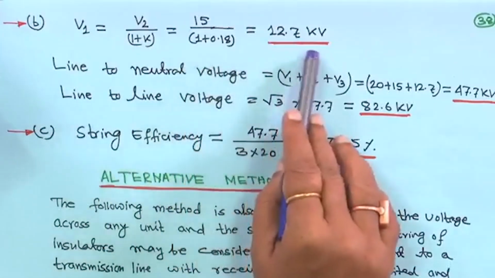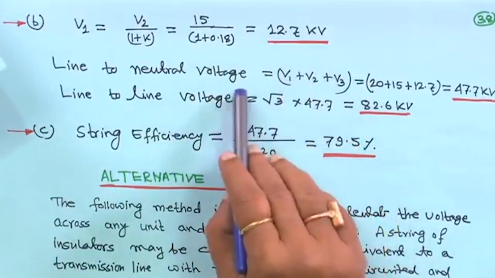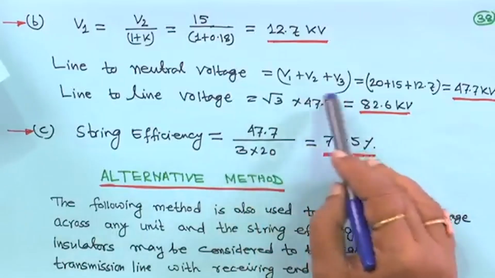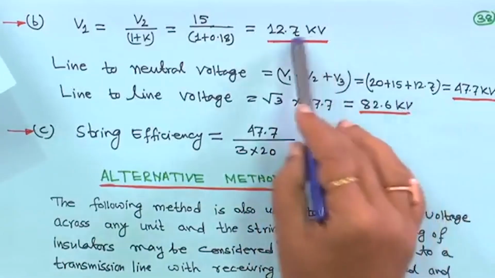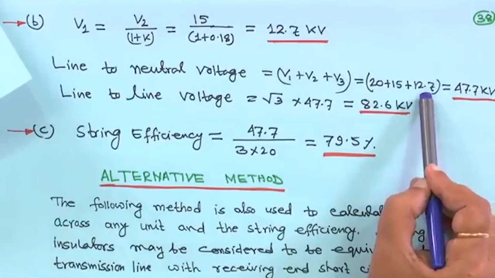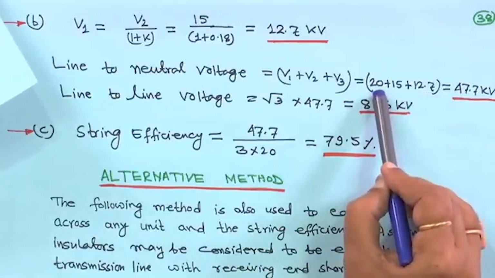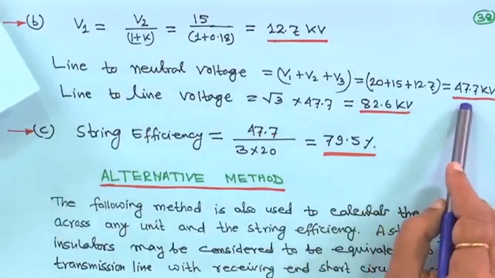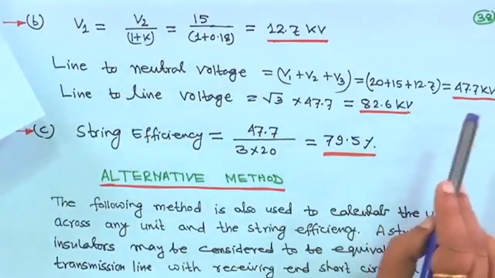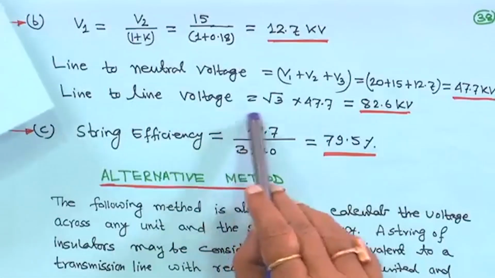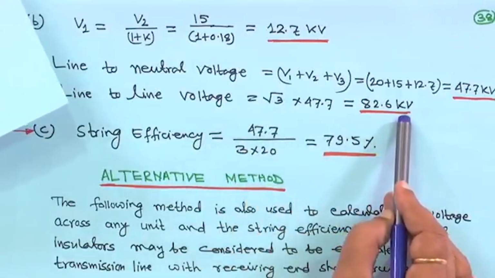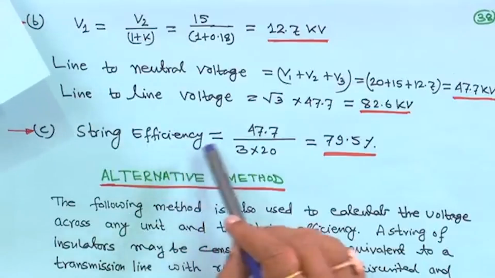So, it is coming 12.7 kV, and line to neutral voltage is V1 plus V2 plus V3, you sum it all up. V1 is 12.7, this is actually V1 we are writing at the end, it is V3 writing first, 20 plus V2 15 plus this V1 12.7, it is coming 47.7 kV. Line to line voltage, multiply by root 3, it will become 82.6 kV, and C is the string efficiency.